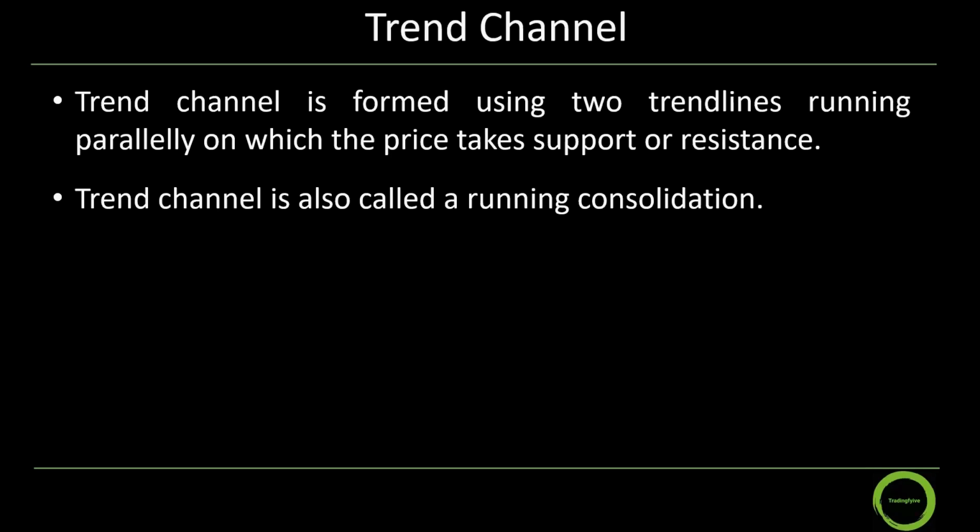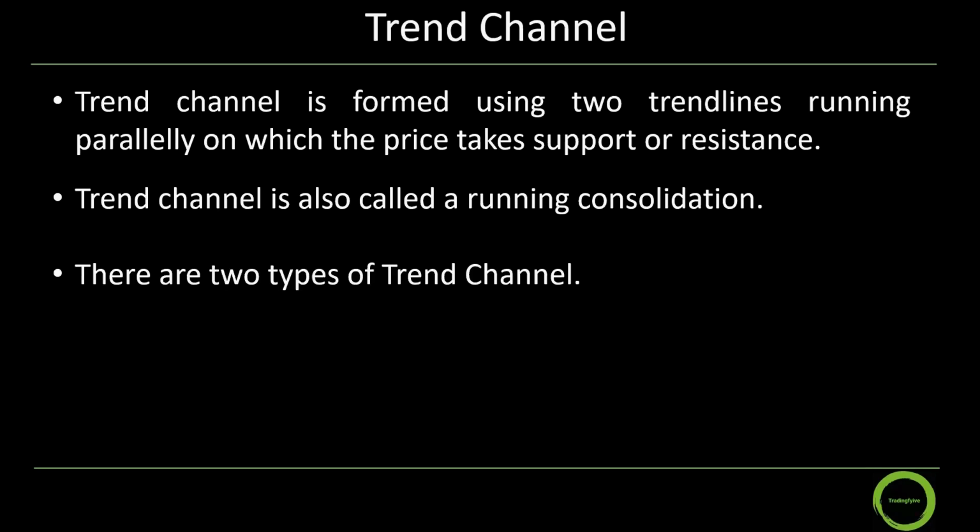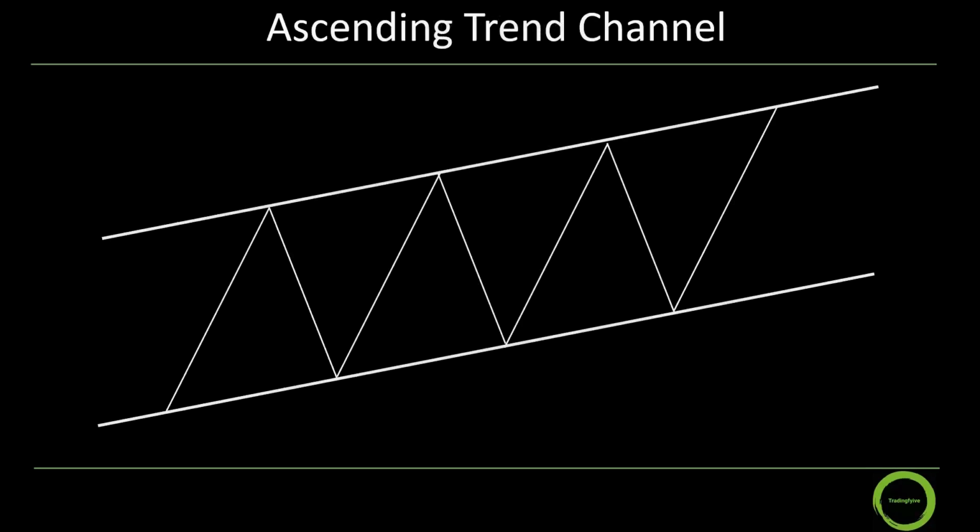Based on the direction of the trend channel, it is broadly classified into two types. The first one is the ascending trend channel, which is also called the rising trend channel. Such a trend channel is usually formed when the price is in an uptrend. That means the price is moving upward by forming higher highs and higher lows. And as you see on your screen, that's how an ascending trend channel looks.